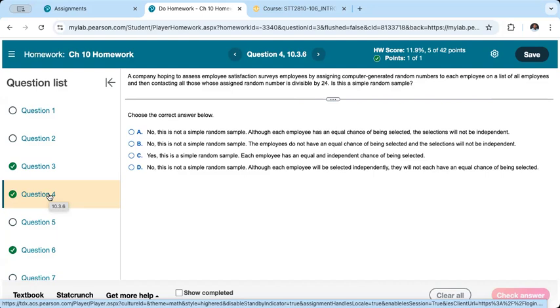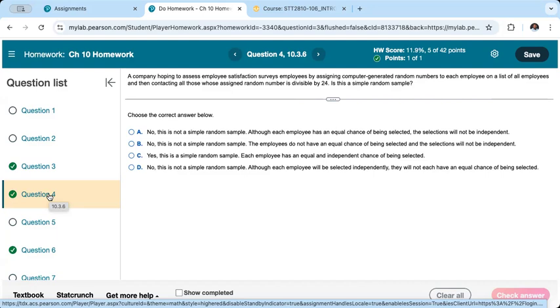The selections will not be independent, on the answer options. So if the selections are not independent, it means that it's not really fair. Okay. It means that if I select this lady, it has some impact on my selecting you. Okay. Does that make sense?